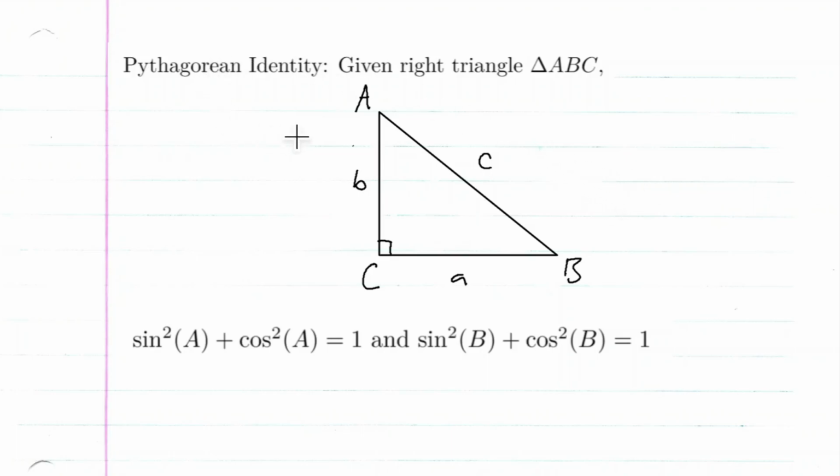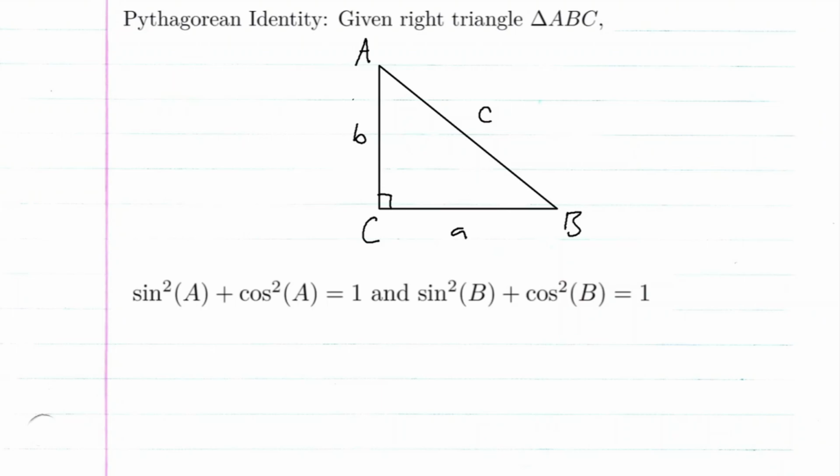Okay, so we're going to prove the Pythagorean identity, which states that given right triangle ABC, where C is the right angle, we know that sine squared A plus cosine squared A is equal to 1, and sine squared B plus cosine squared B is equal to 1. So let's go ahead and start this proof.